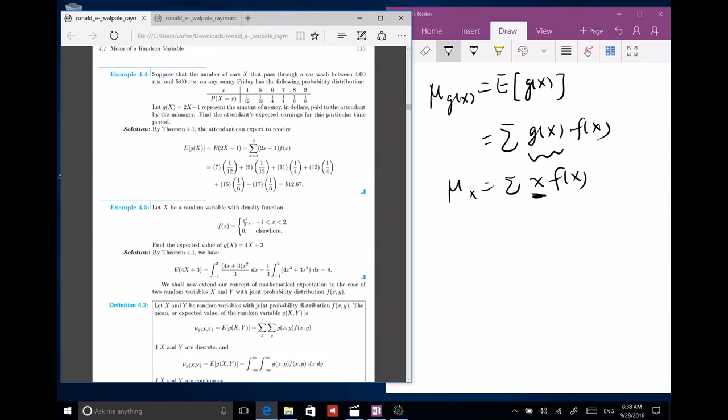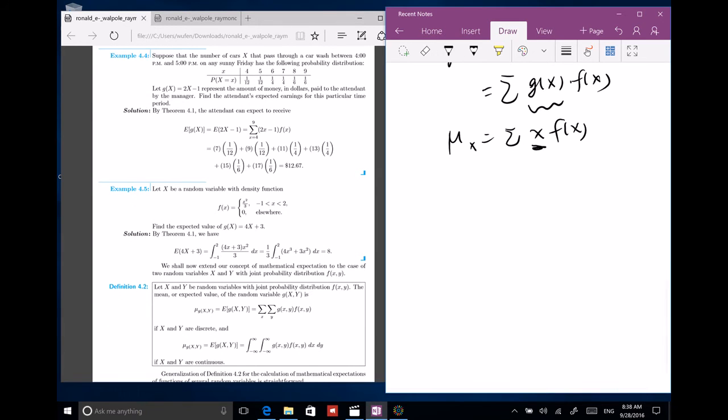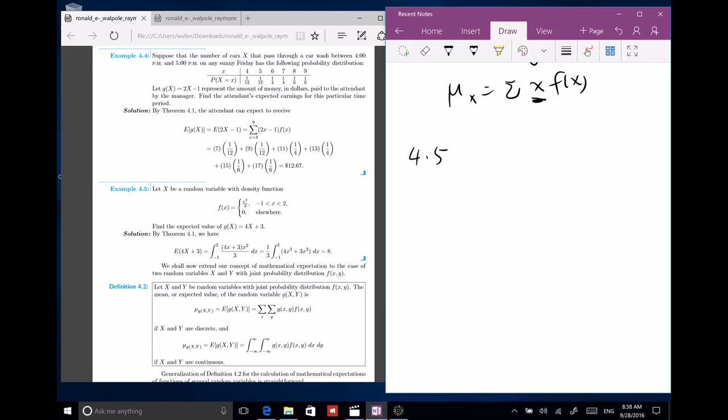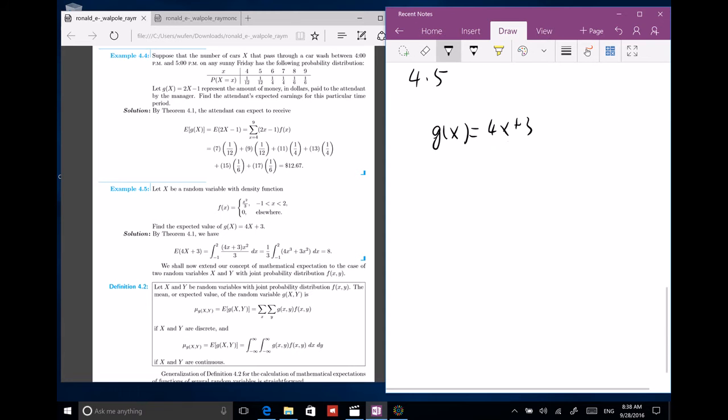Okay, so let's look at example 4.5. Let x be a random variable and f(x) is given. Find the expected value of g(x). g(x) is a function, 4x plus 3. Now we're looking for the expectation value of g(x).